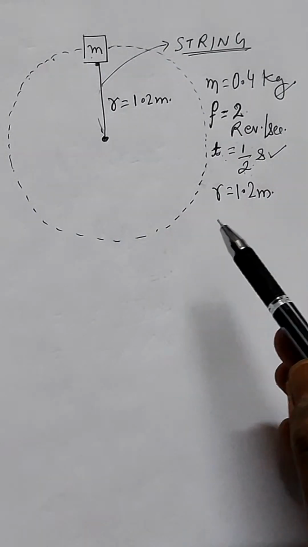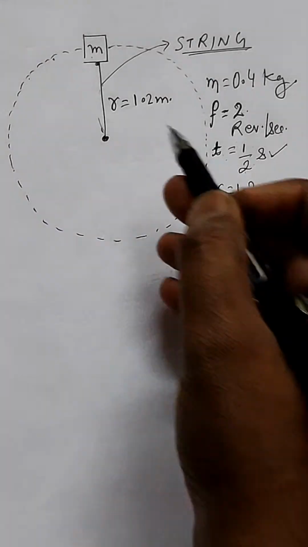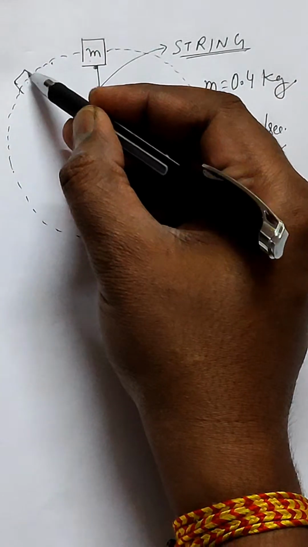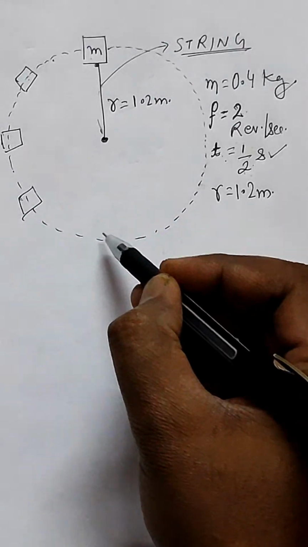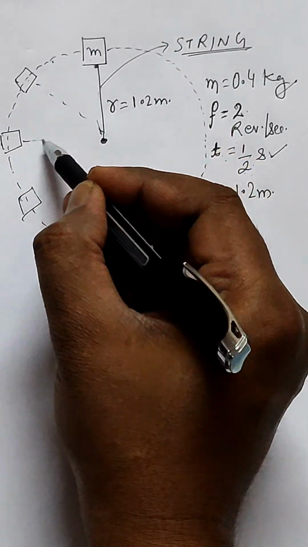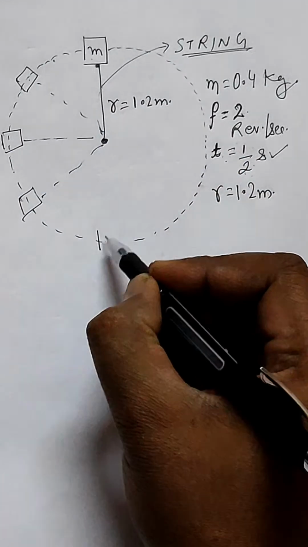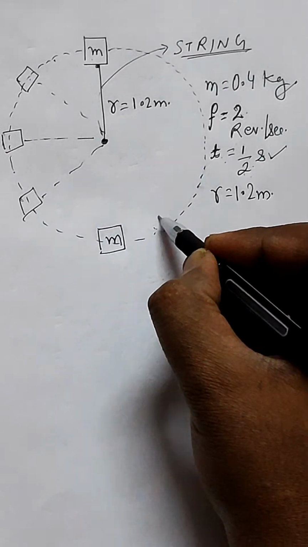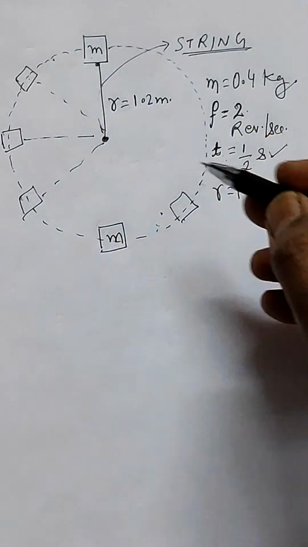Now, what is the question which is asked in this numerical? This body is just moving across this circle, and there can be different positions. It will be here, it will be here, it will be here, as this is rotating through the same string, right? And accordingly, it will move across the different positions in this circular path, right?